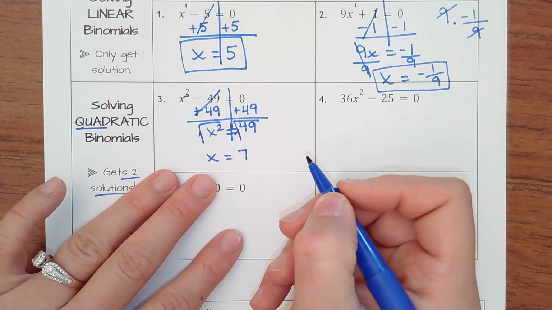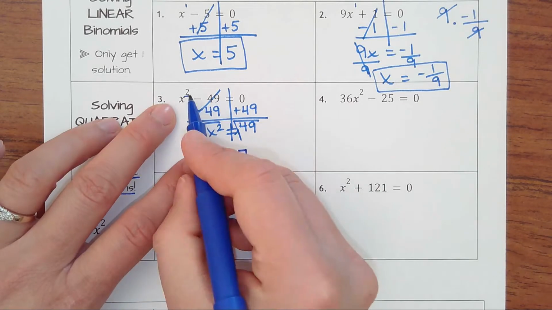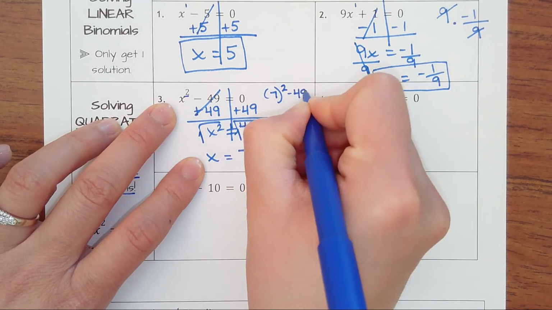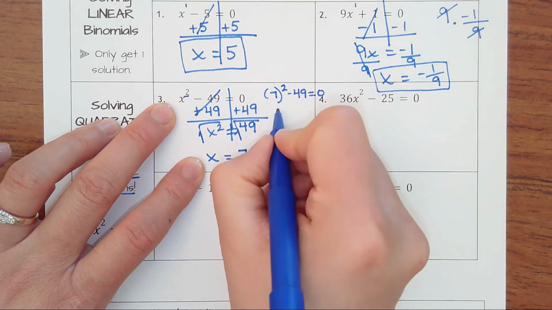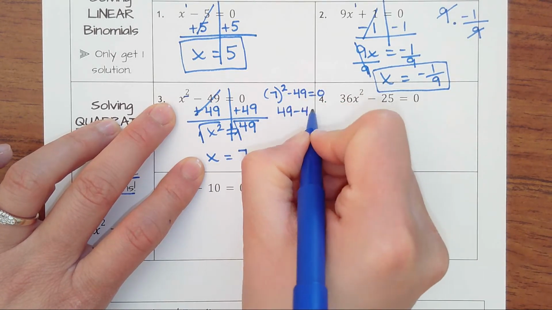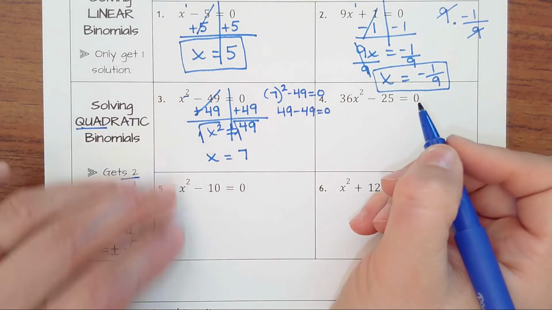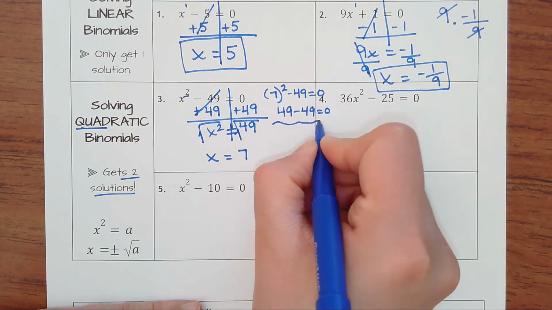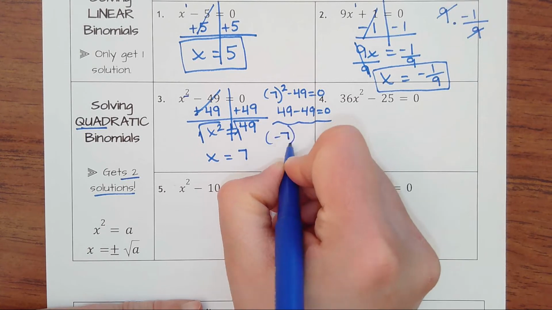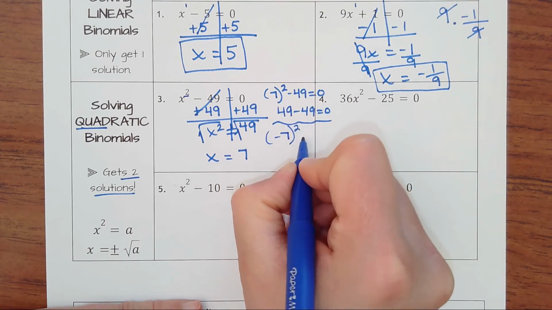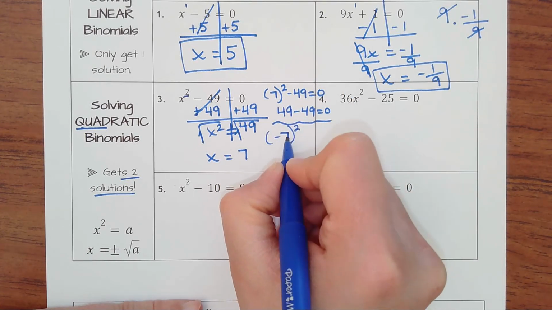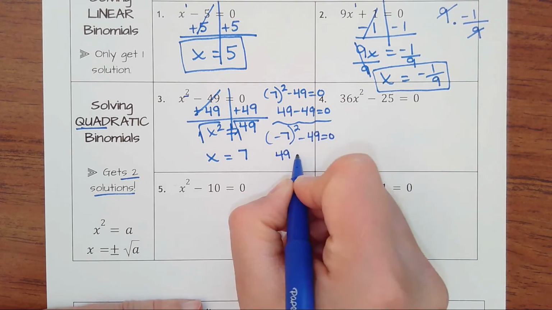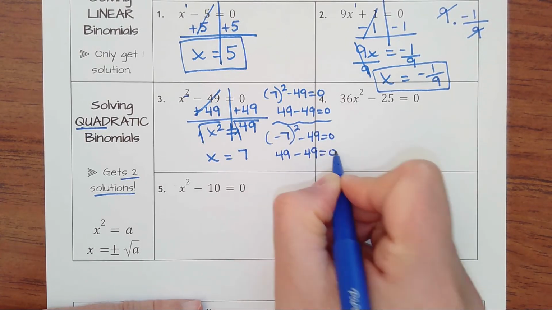But I want to think about this. If I plugged 7 in, so that would be 7 squared minus 49 is 0. 7 squared is 49. 49 minus 49 makes 0. But is there another answer that would also work? I hope you're thinking if x were negative 7. Negative 7, that quantity squared, negative 7 times negative 7 is 49. And so 49 minus 49 still makes 0.